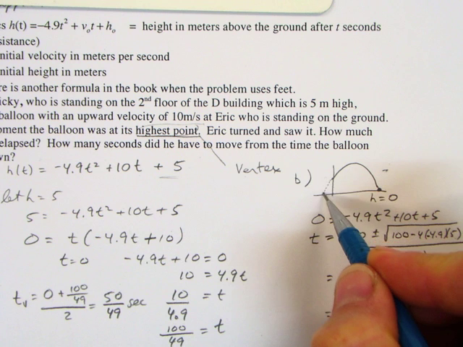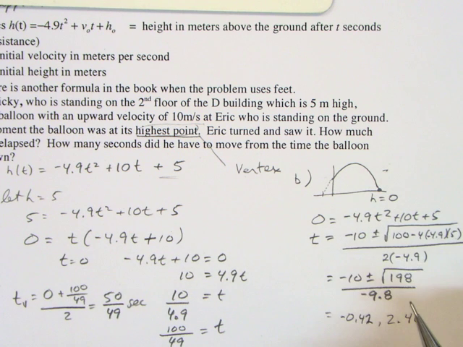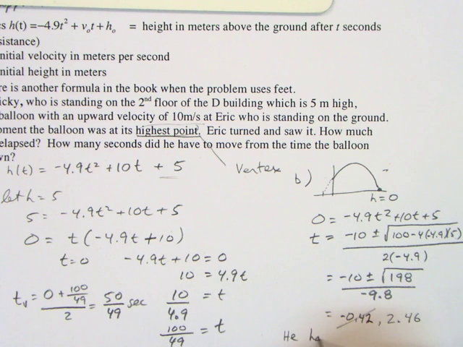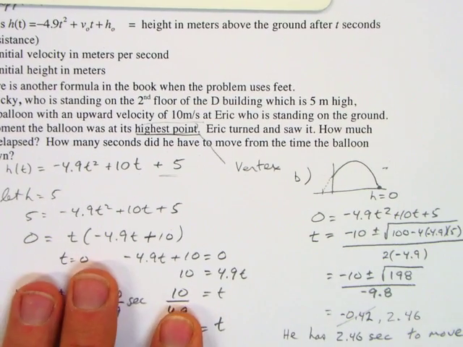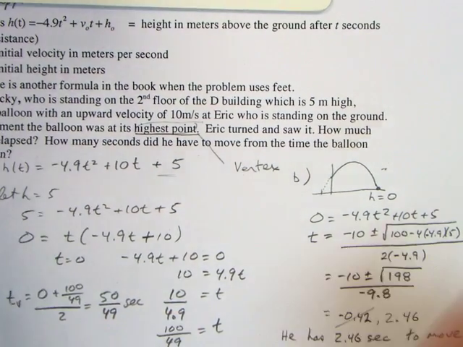That means if this were extended back here, that would have occurred at negative 0.42. Now that doesn't have any meaning in the problem. So he has 2.46 seconds to move. Now that's it for the problem.